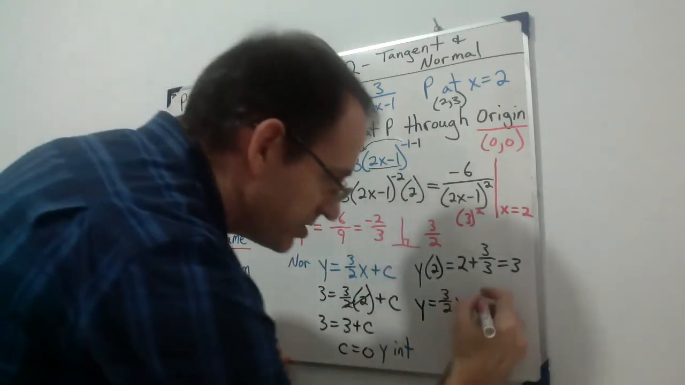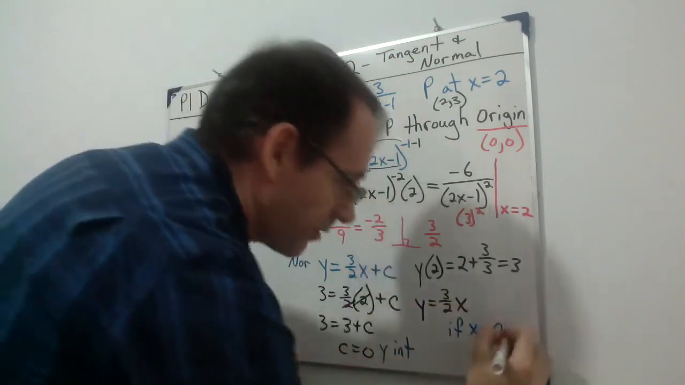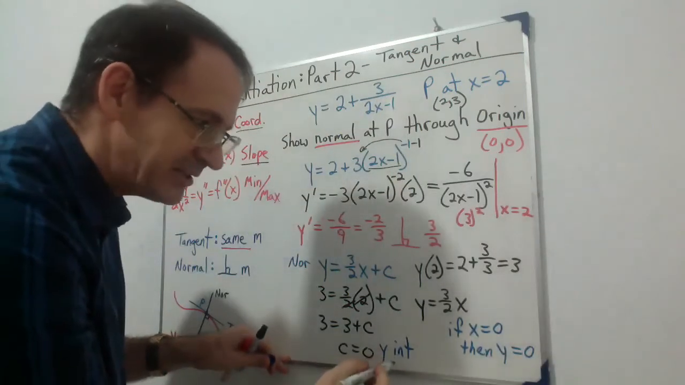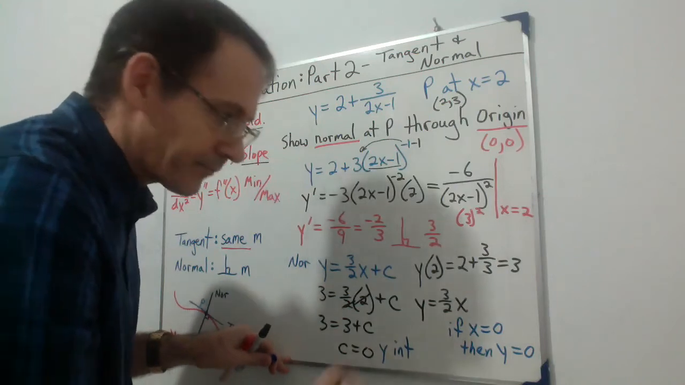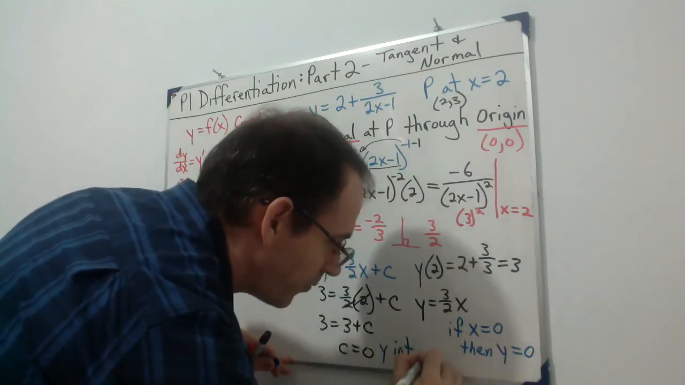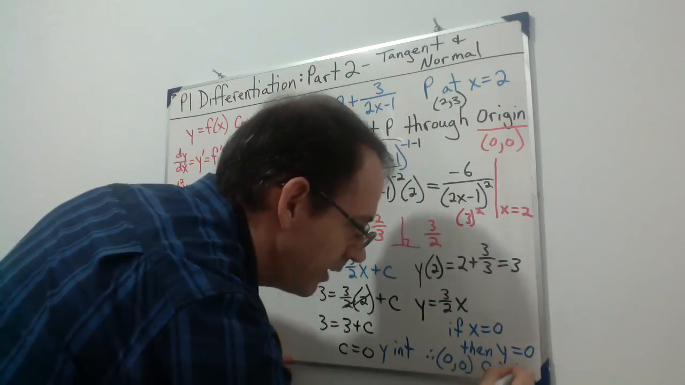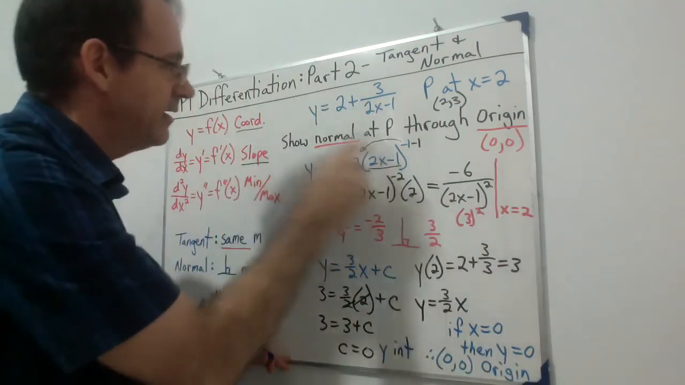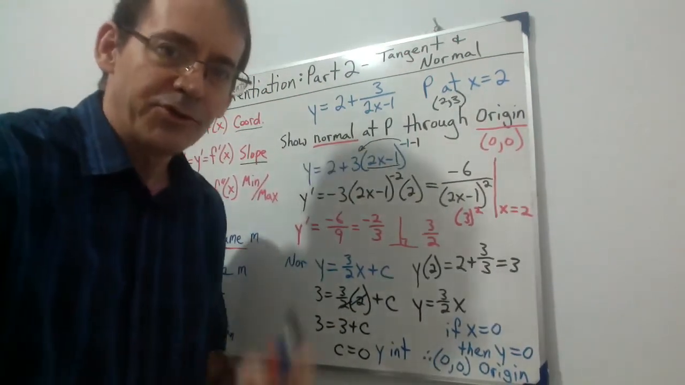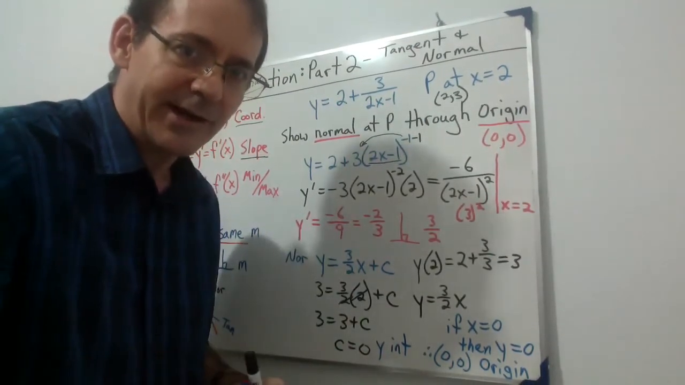Or you could just plug in if x equals 0, then y equals 0. So either the y-intercept is 0, or you plug in x equals 0, you get y equals 0. Either way, therefore, you're at 0, 0, which is the origin. And that's what you're doing. You're showing that the normal passes through the origin. Okay? So we'll do one more on normal and hope that it gets you going in the right direction.